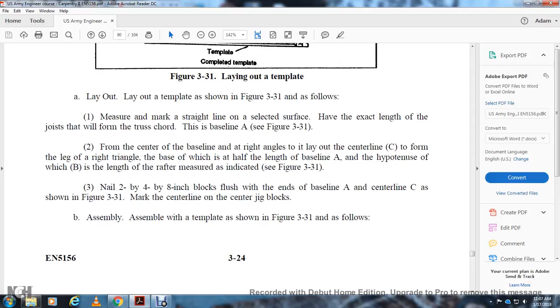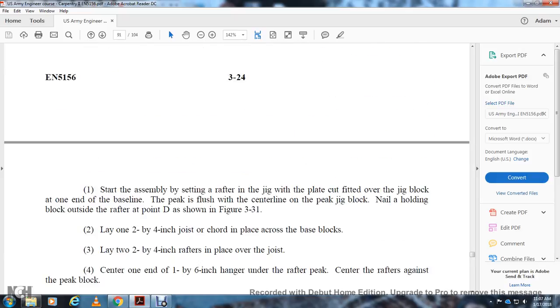Nail 2x2 or 2x4 by 8-inch blocks flush with the end of the baseline and center of the C as shown in figure 331, marking the center with the center jig blocks. To assemble with the template as shown in figure 331, proceed as follows.